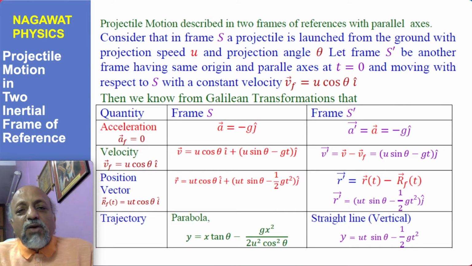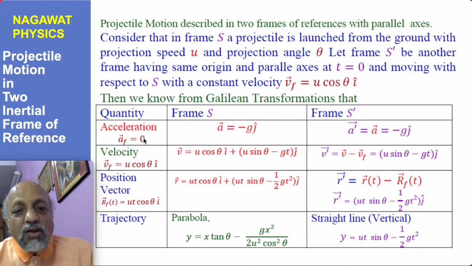So S prime has its origin coincident at time t equal to 0 with the origin of the frame S, but it has a constant velocity with respect to the origin of frame S, given by u cos theta i cap, where u cos theta is the projection of the projection velocity along the chosen x-axis. So you find that the frame S prime is moving with the same horizontal velocity as the particle which is launched from the ground in the frame of reference S. I have chosen S prime specifically to have this velocity.